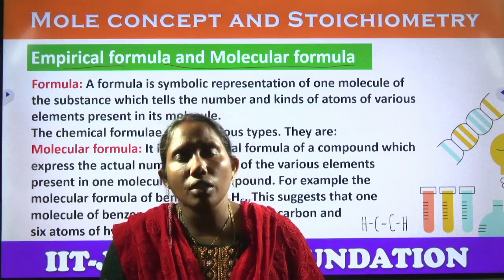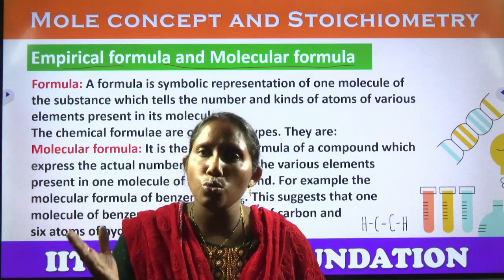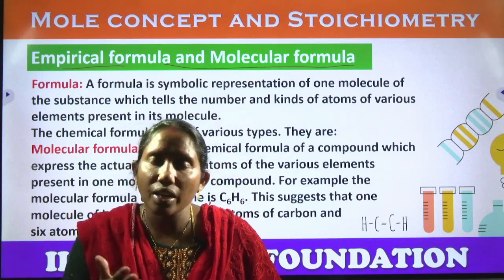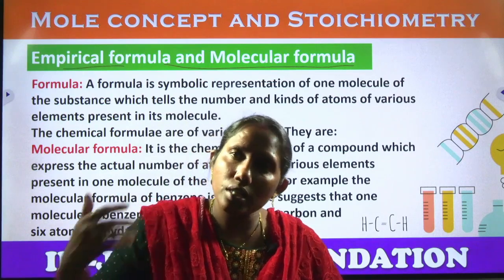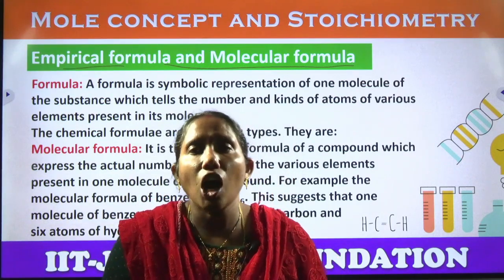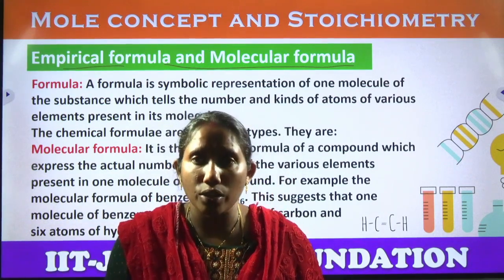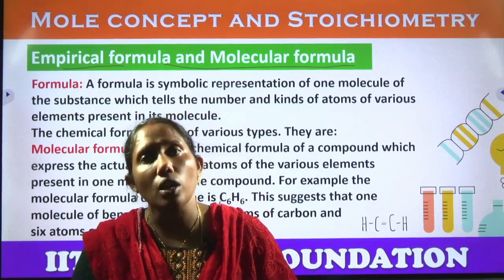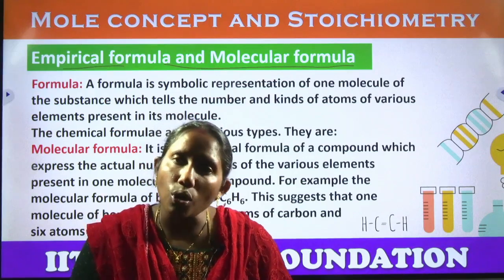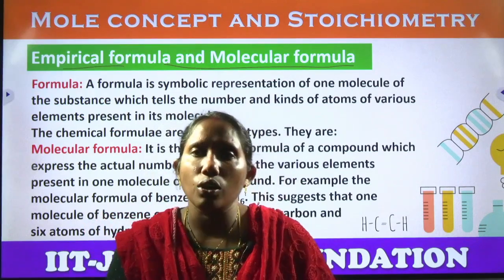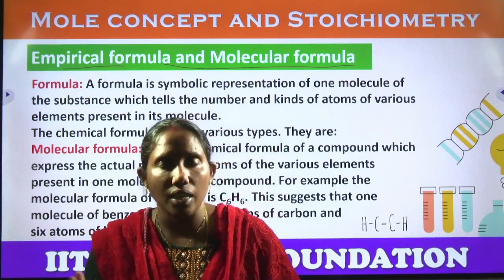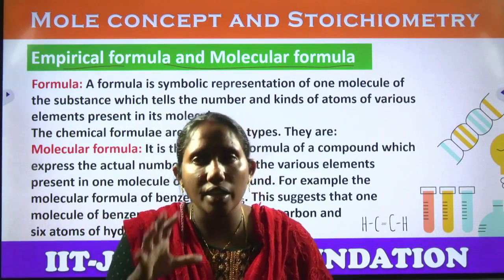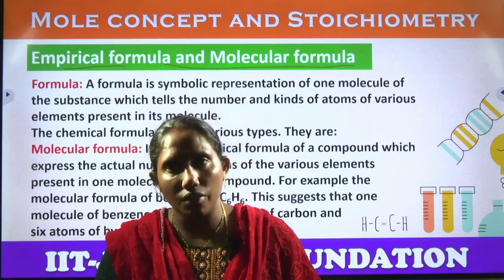Whenever you see water, water is H2O: 2 moles of hydrogen and 1 mole of oxygen give you H2O. That H2O is fixed; that is called its molecular formula. It means the actual number of atoms present in the given compound gives its molecular formula. Hydrogen chloride: 1 hydrogen and 1 chlorine, HCl. That particular 1:1 ratio gives you the exact molecular formula.